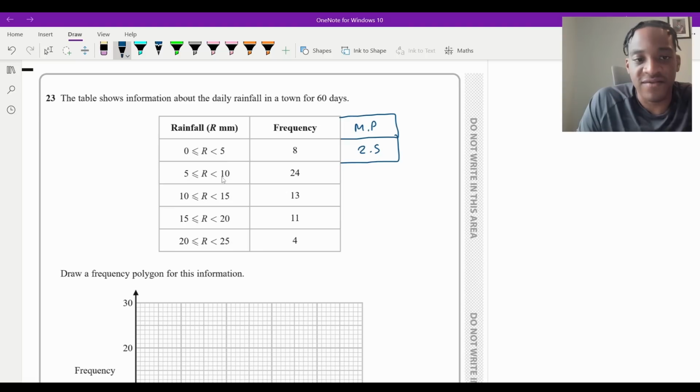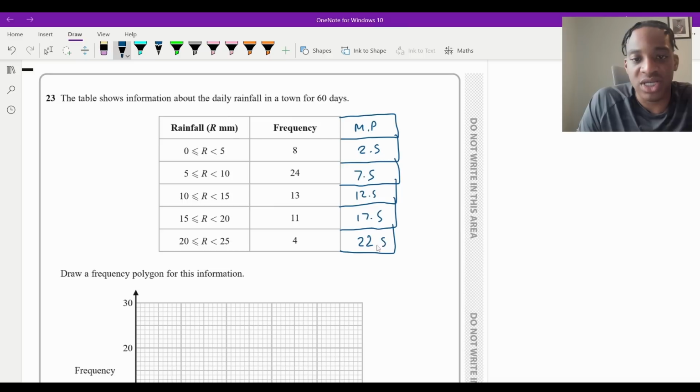So this one, 5 to 10, is going to be 7.5. And this one's going to be 12.5. This one's going to be 17.5. And this one's going to be 22.5.